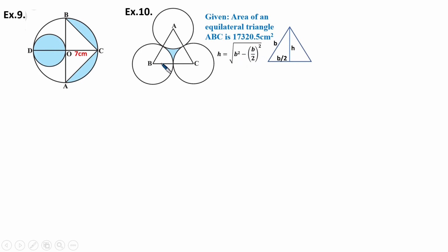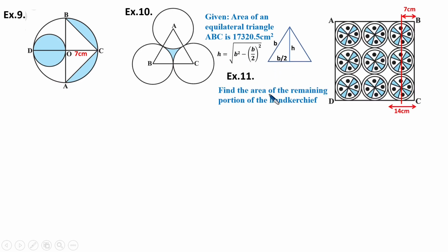So once you know what B is, half of that B will be the radius of this circle. So from there you can find the area of the sector. You find this area of sector, 3 times of that, and the area of triangle is given here. Area of triangle minus 3 times the area of sector will give you the area of this region. So you should do it. This is a hint I am giving you. B you can find from here.